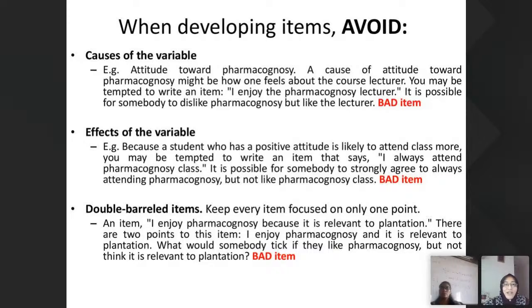It's like, okay, I enjoy pharmacognosy, but I don't think it's relevant to plantation. So please avoid this kind of thing. Causes of variable, effects of variable, and double-barrel items, these are all what we call bad design of items.